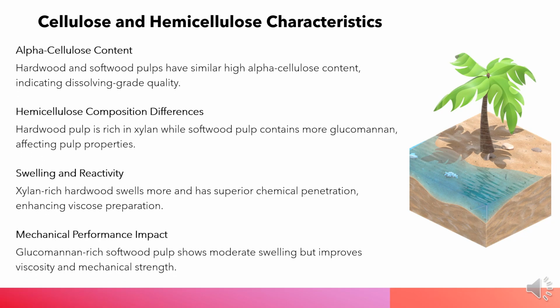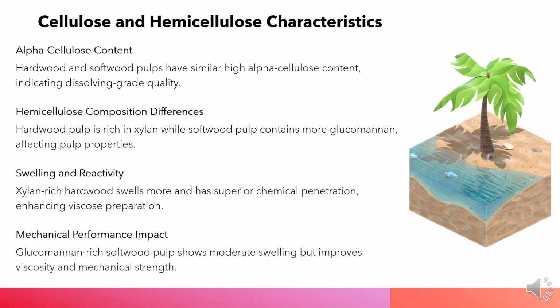Both hardwood and softwood dissolving pulps exhibit similar alpha cellulose content, typically ranging between 94% and 96%, indicating their quality as dissolving-grade pulps. However, key differences lie in hemicellulose composition. Hardwood pulp is rich in xylan, while softwood pulp contains higher levels of glucomannan. Hemicellulose content affects swelling behavior, alkaline absorption, and the overall reactivity of pulp during viscose preparation.